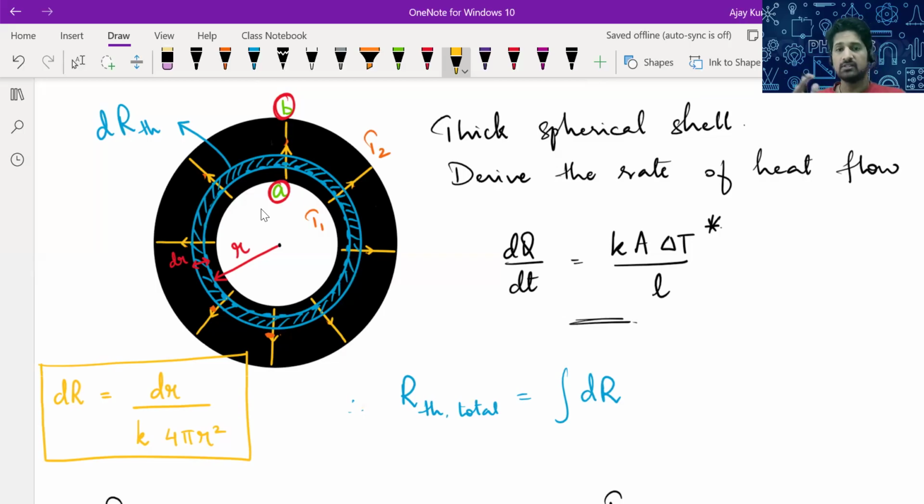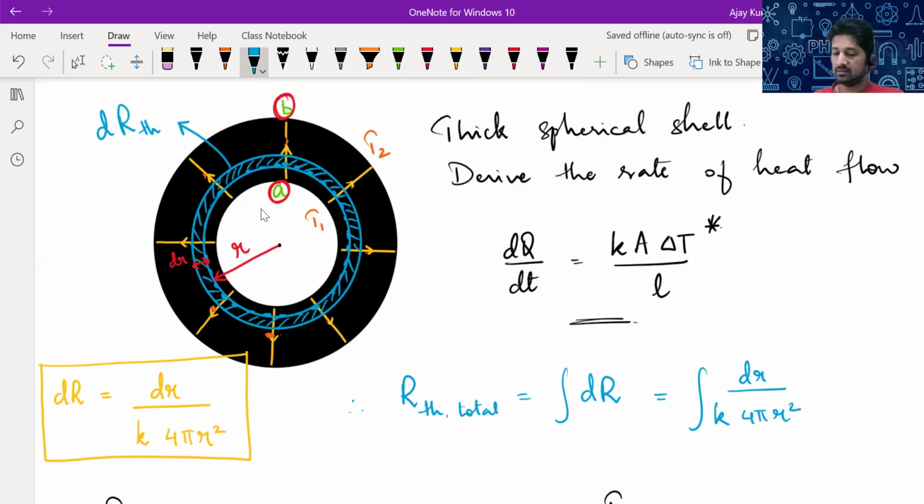Now we need the total thermal resistance of the entire object that is given to us. And since these layers are placed one after another, heat has to pass through these layers one by one. The layers are in series. So series means how do you find out effective resistance? Summation of individual resistances. So you'll have to sum up all the DRs. Summing up DRs means integrating DRs. Therefore, total thermal resistance becomes integral of dr divided by K into 4 pi r square.